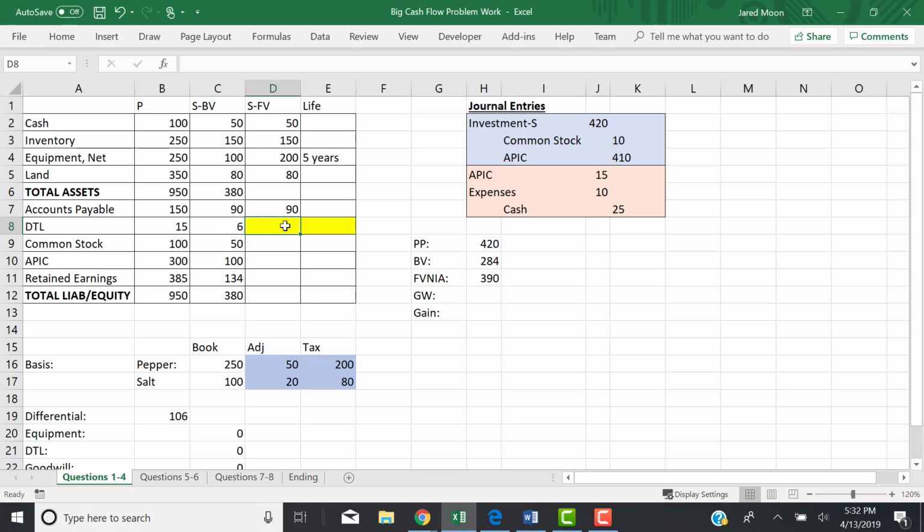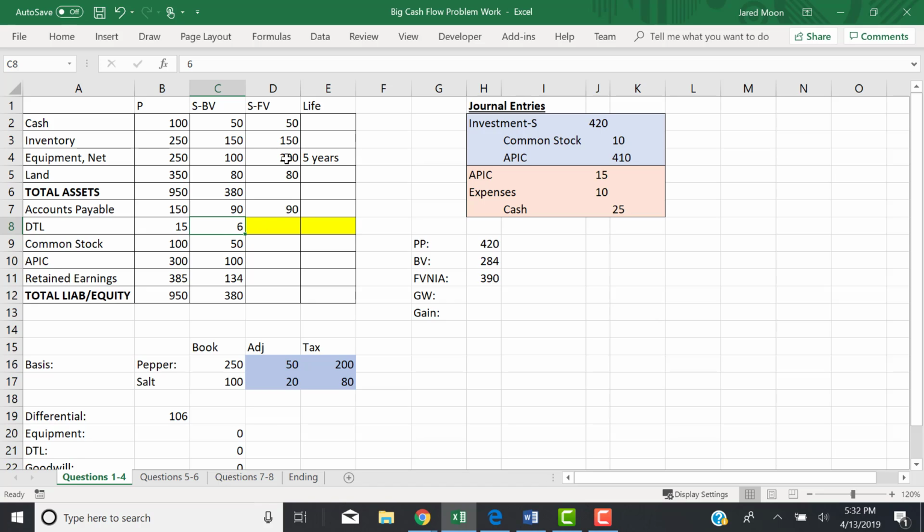It gives us all the other stuff, but we can figure this one out because in the problem it tells us that all of the DTL comes from one tax book difference, and that's depreciation. So we know that it has to do with equipment. If the book value is 100 and the tax basis is 80, then we know that that deferred tax liability was 6 because the $20 difference right here times 0.3 equals 6.